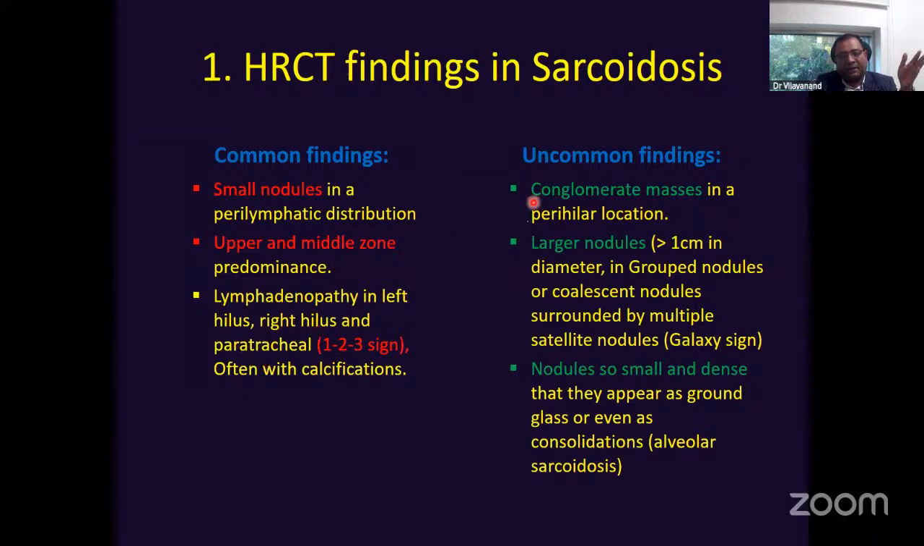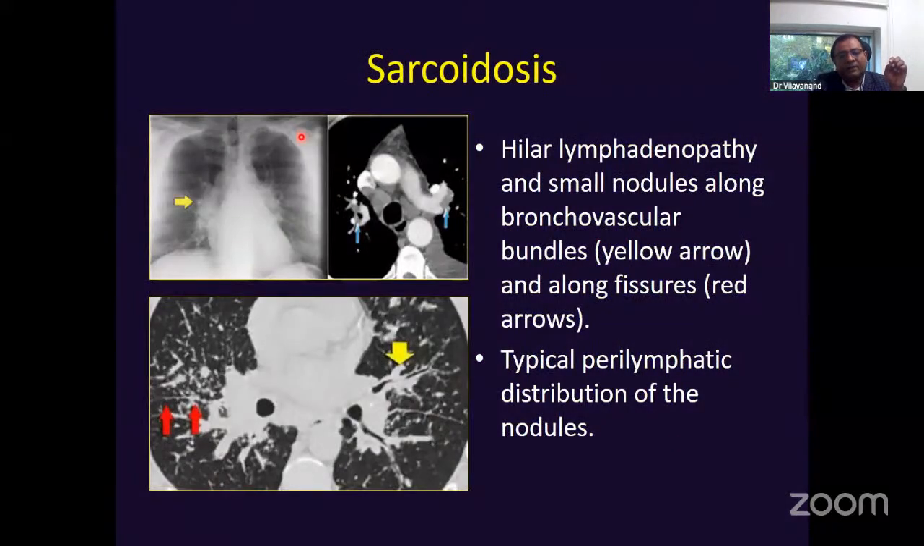And uncommon findings are conglomerate masses in a perihilar location. Larger nodules can be seen, very close to each other with mildly spiculated margins, and then multiple small satellite nodules around them, which can form a galaxy sign-like appearance. And sometimes the nodules can be so tiny that they appear as a ground glass opacity, which is also known as alveolar sarcoidosis. Sarcoidosis basically can be mediastinal, that is lymph nodal, parenchymal, and mixed.